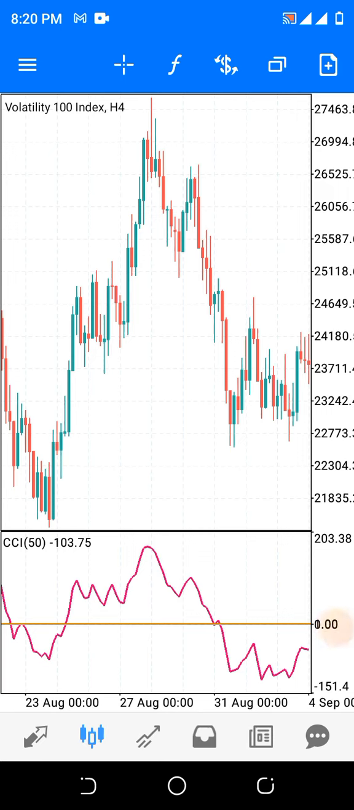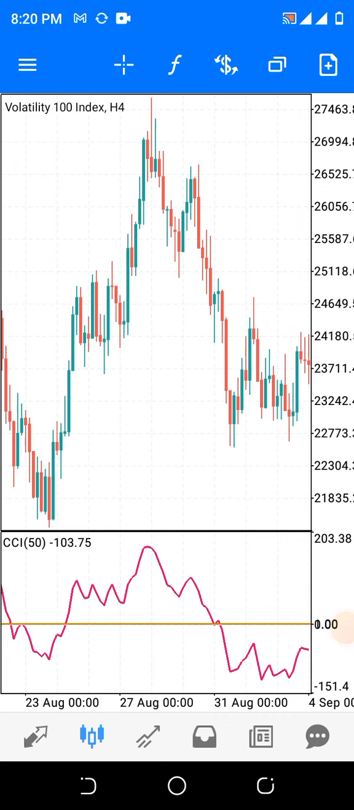Now let me show you how you can trade Volatility 100 Index profitably. The time frame is the 4-hour time frame. Only one indicator is what you need. Only one indicator: the CCI indicator, Commodity Channel Index indicator. That is the only indicator needed to make excess profit in this strategy.